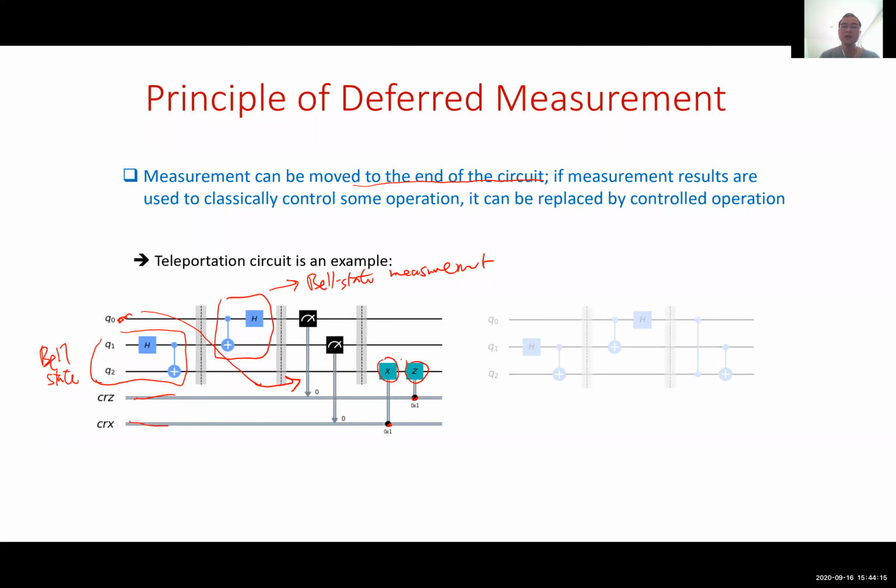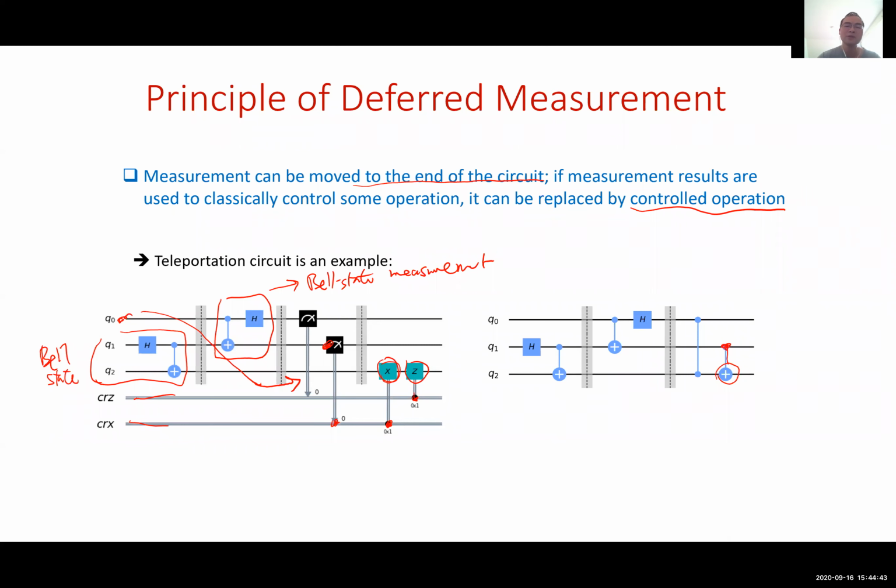But this actually is equivalent to postponing the measurement till the end, but you use the control operation. So you see, you use classical control X, but this classical control is the measurement outcome of qubit 1 here. You could replace that by a control NOT operation.